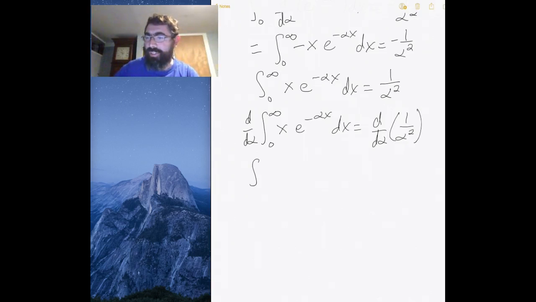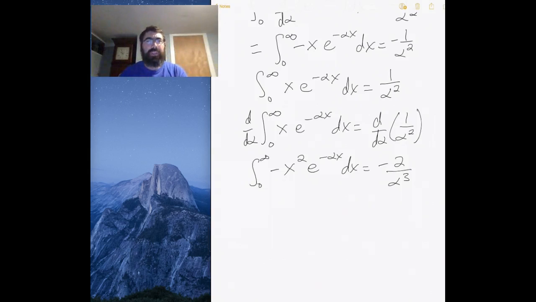So now I get the integral of minus x squared e to the minus alpha x dx, which is now equal to minus 2 over alpha cubed. Again, if I eliminate the minus sign on the other side, then I would get the integral of x squared e to the minus alpha x dx, and that's 2 over alpha cubed.